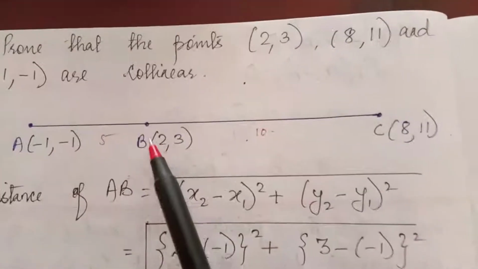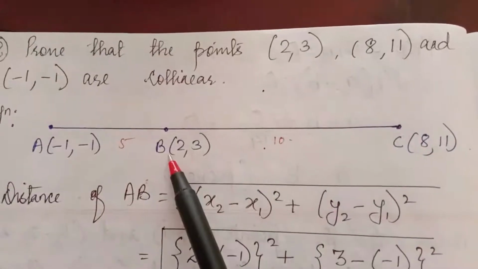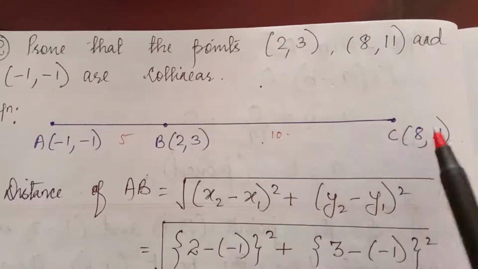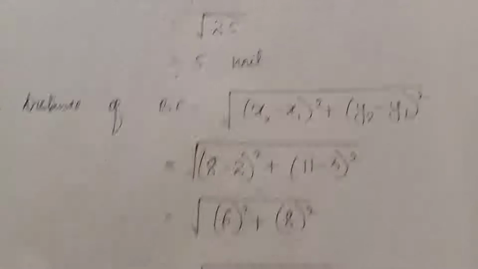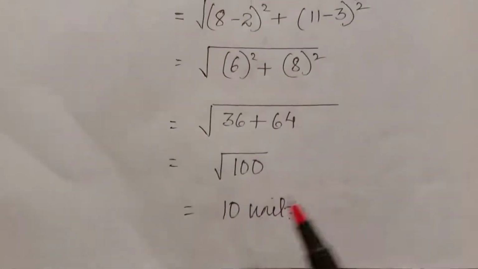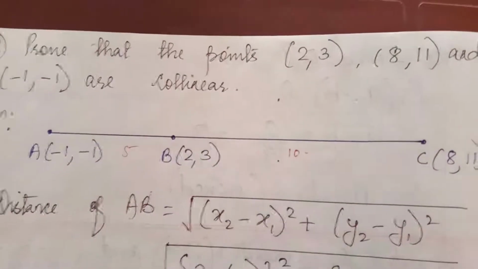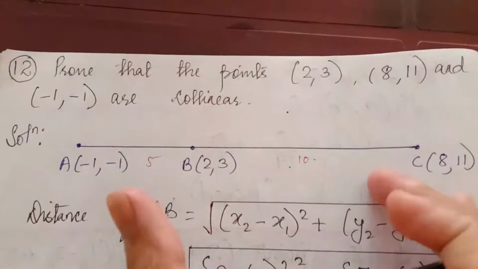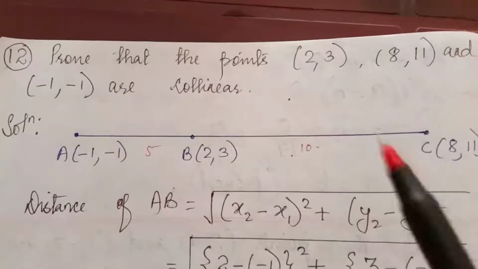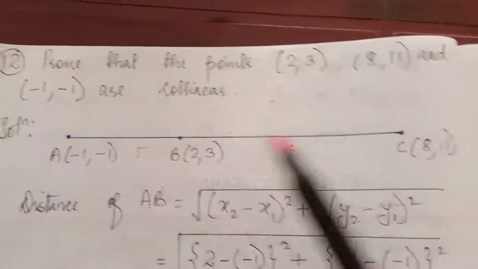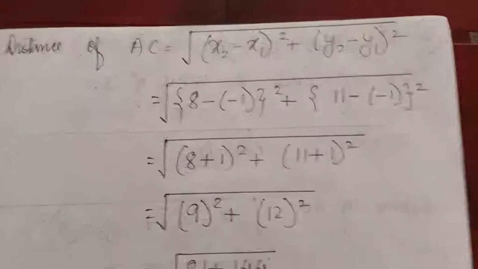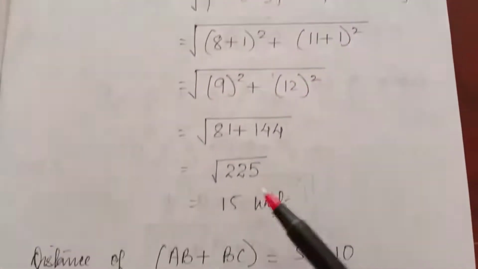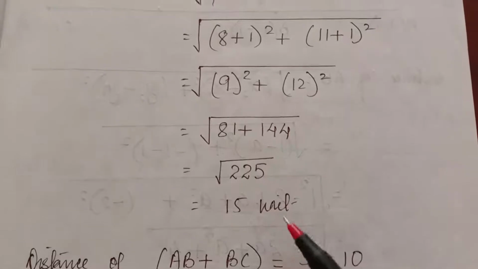Now let's find the distance of BC. For the line BC, this is x1, y1, this is x2, y2. Again use your formula. Here you will get the distance 10 units. That means this is 10 units. Okay, so let's find the distance AC. For the line AC, this is x1, y1, this is x2, y2. So the distance of AC is 15 units. We got this is 15 units.